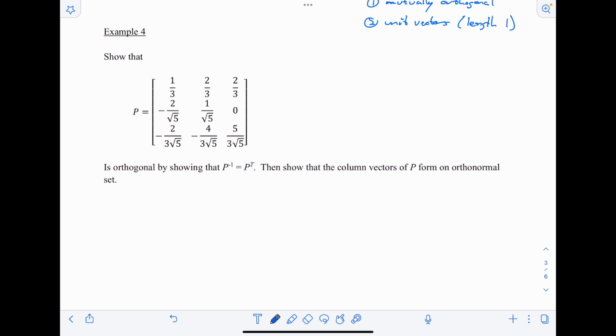But the other way to do this is if I take P and I multiply P by its transpose, what I should get is the identity matrix. Because if I get the identity matrix, that tells me then that P transpose and P inverse are the same, because P times its inverse should give me the identity matrix. So in this case, if I get the identity matrix here, that tells me that these two things have to be the same. So that's how I'm going to go about showing this.